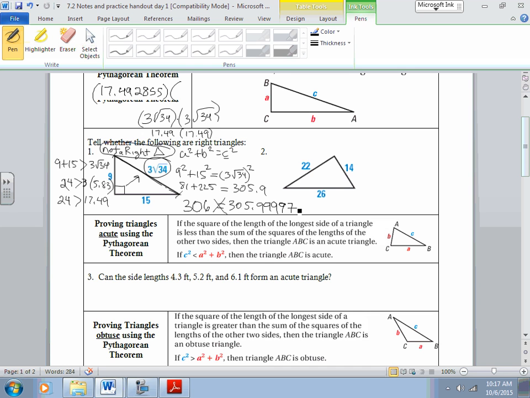Now, it's pretty darn close. The only problem in math is it has to be the exact same number on both sides. You can say 305.99997 is about 306, but do you guys understand the other number was exactly 306? Yeah. So that means this is not a right triangle, even though it's so darn close. It's so close that you want to say it is, but you can't. You can't say it's a right triangle.